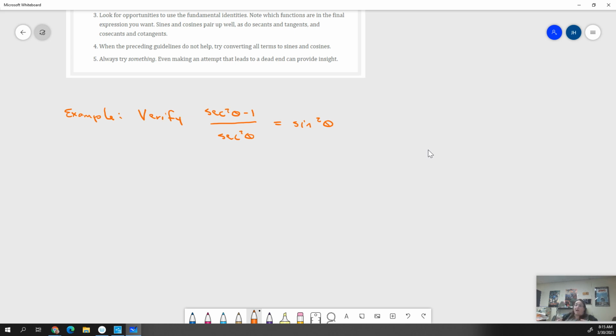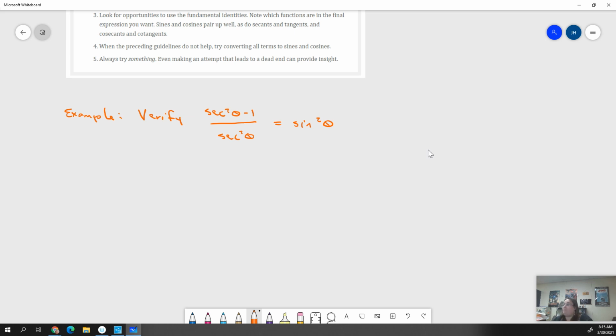Now, as our guidelines said, we should always start with the most difficult side first. We are showing how this is equal to this. It's all the stuff that happens in the middle. And you know, as a math teacher, I want the work, right? And this whole problem is just asking for the work. It's giving you the answer, saying, how did we get there?